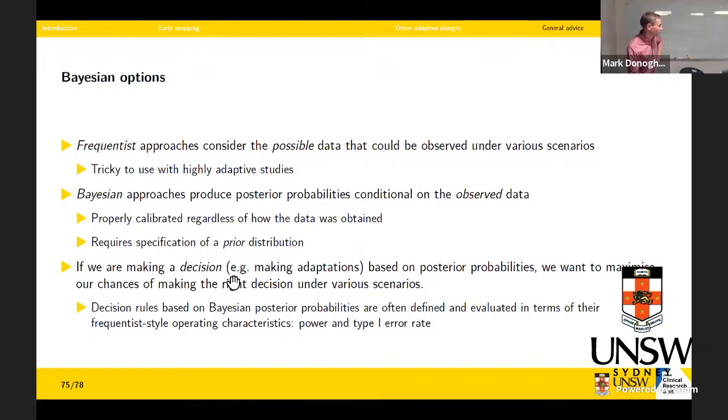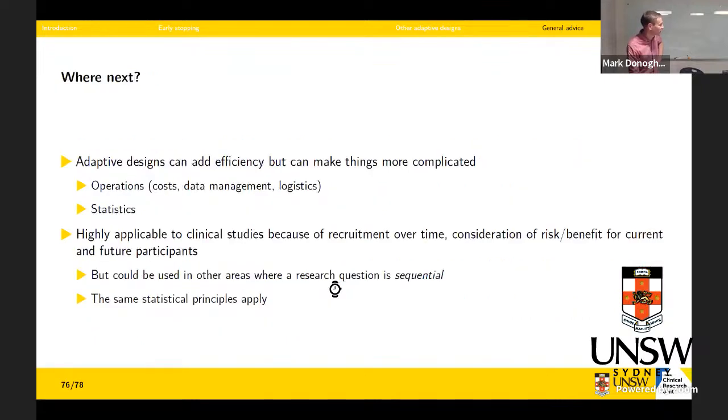But the one thing is that if you're making a decision, and you are, because you're deciding whether to adapt your study or not based on posterior probabilities, you still want to maximize the chances of making the right decision under various scenarios. And so in these studies, these decision rules, even though they're based on Bayesian posterior probabilities, are often defined and evaluated in terms of their frequentist properties like power and type 1 error rates. And that involves simulations again.